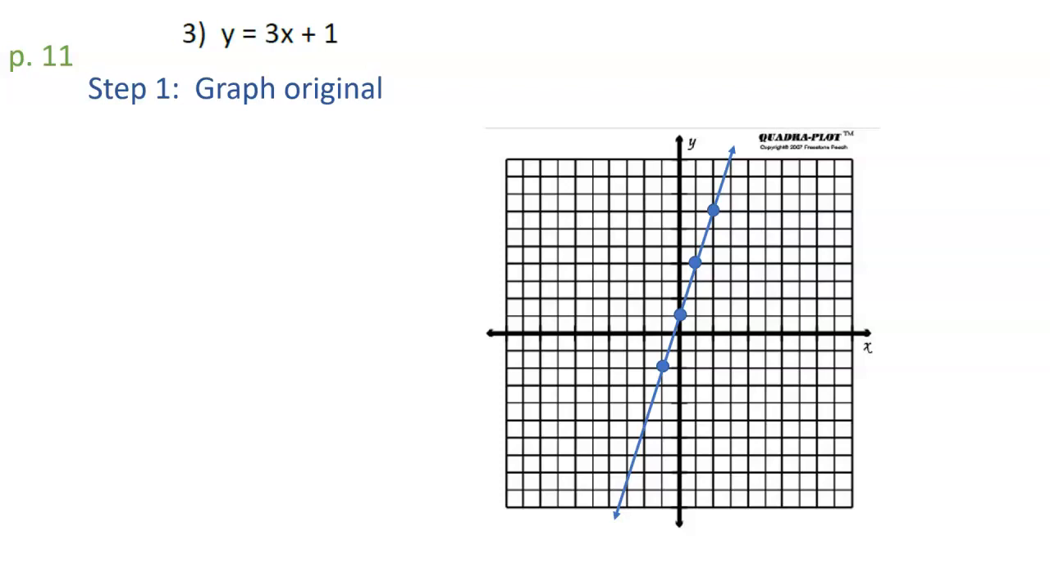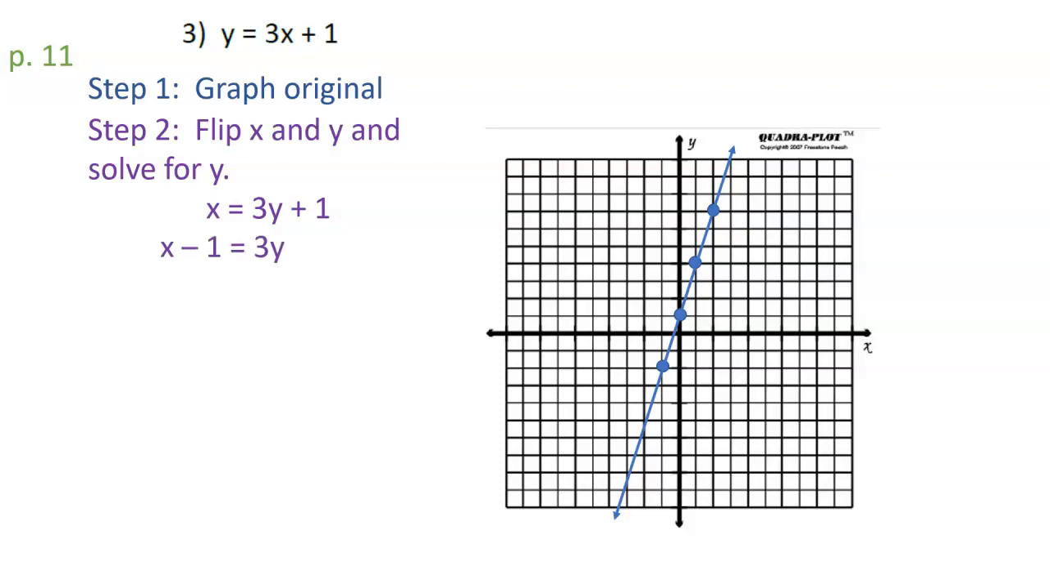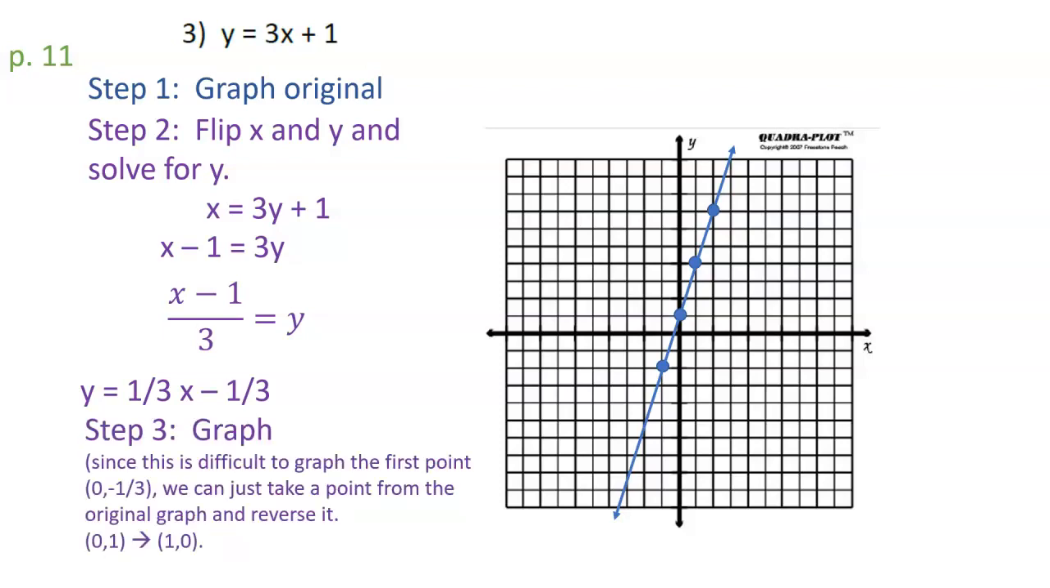All right, step 2 would be find that inverse equation. So we're going to flip the x and y around and solve for y. So make it x equals 3y plus 1, subtract that 1, and divide by 3. So x minus 1 all over 3, we can rewrite as 1/3 x minus 1/3. Now that one's not a very nice one to graph because you're starting at negative 1/3.